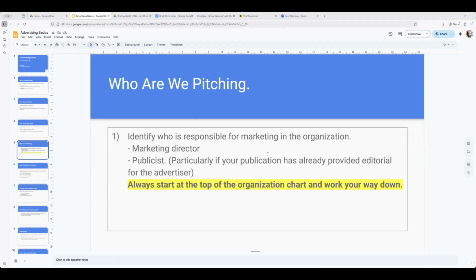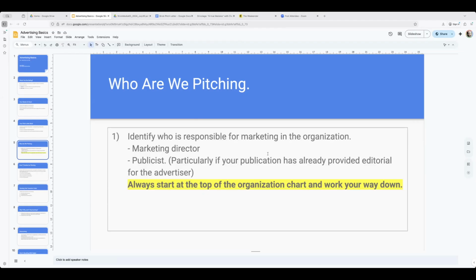And I always say to people, the higher up in an organization you can start, the better. I have definitely started with publishers of different organizations or VPs of marketing, CEOs in some cases, because it's always easier to start at the top of an organization and work your way down.